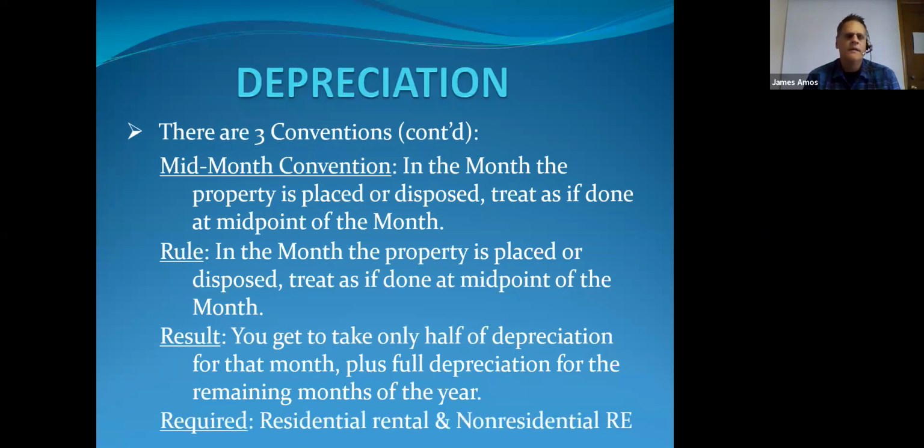Now, here's the thing. This is required for residential rental property and non-residential real estate. I want to just repeat that. This convention is required for real estate. That's what I want you to know.